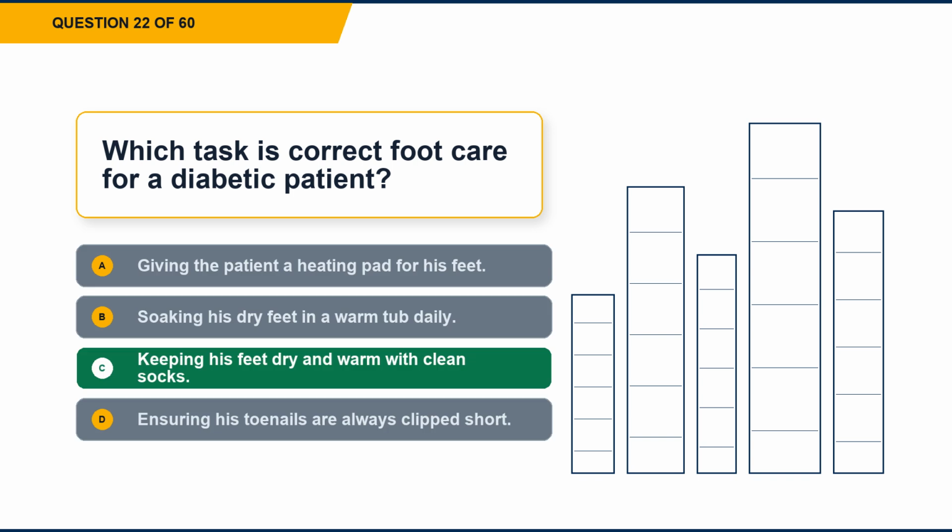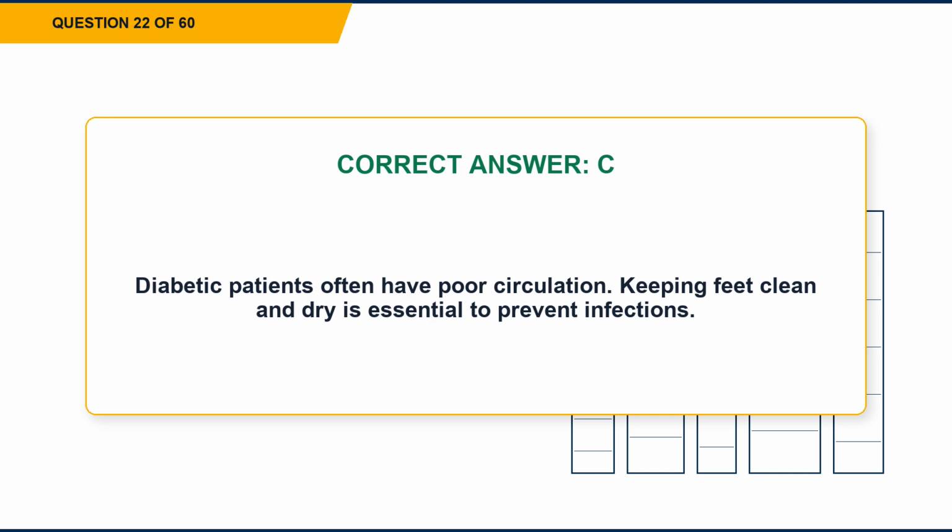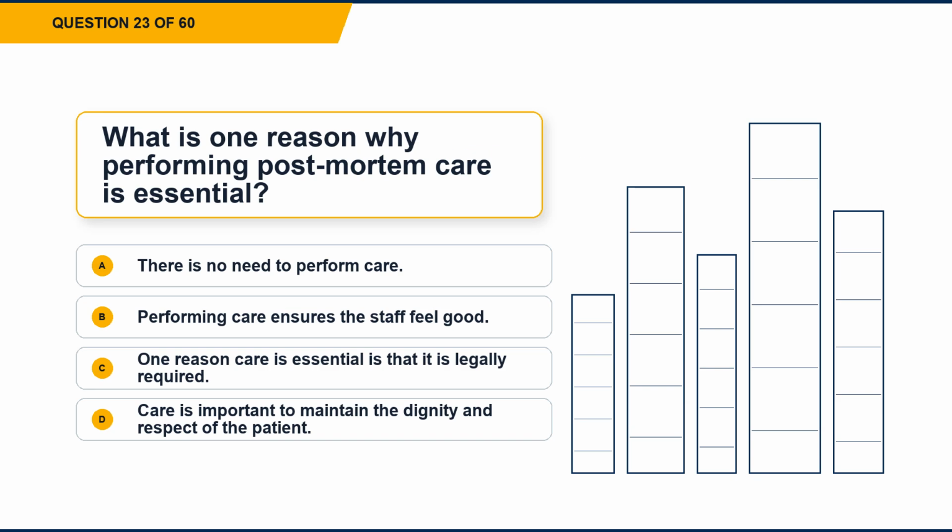The correct answer is option C, keeping his feet dry and warm with clean socks. Explanation. Diabetic patients often have poor circulation. Keeping feet clean and dry is essential to prevent infections. Question 23. What is one reason why performing post-mortem care is essential?